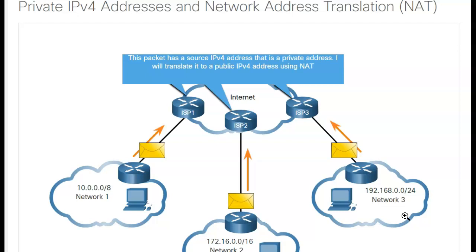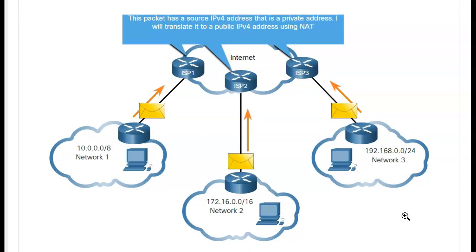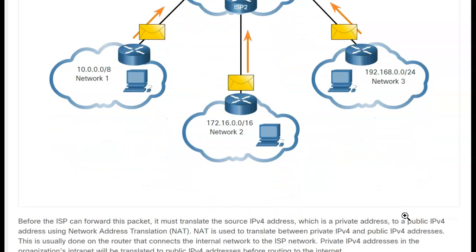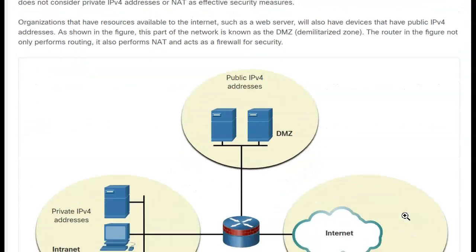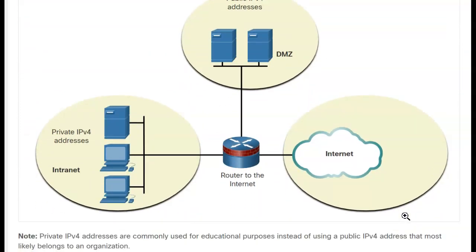What has to happen? I've got a private IP address that's in my network at school, and to go to the public, I have to translate it into a public address. That's what network address translation does. It translates private IPv4 addresses into public IPv4 addresses, and it uses network address translation. So a lot of organizations, the router's what's doing this.